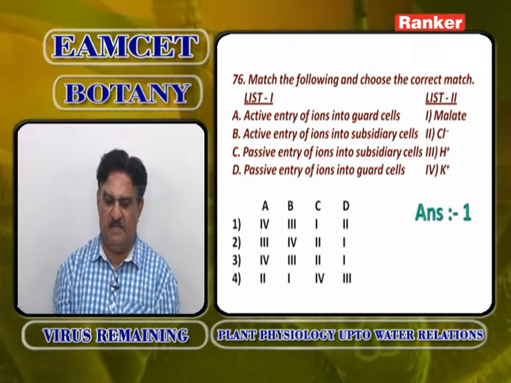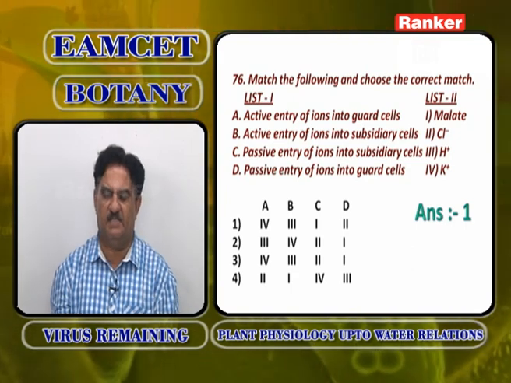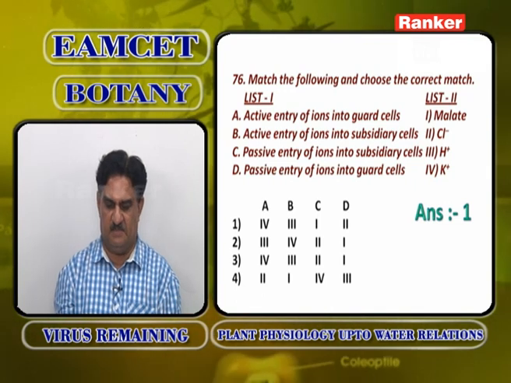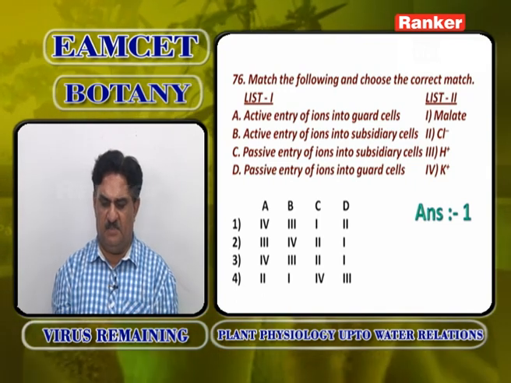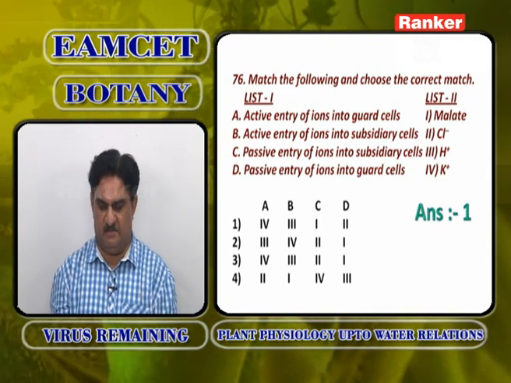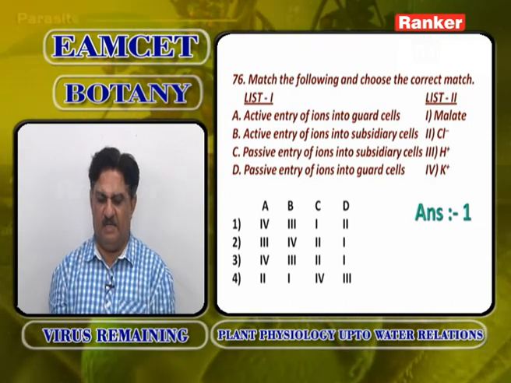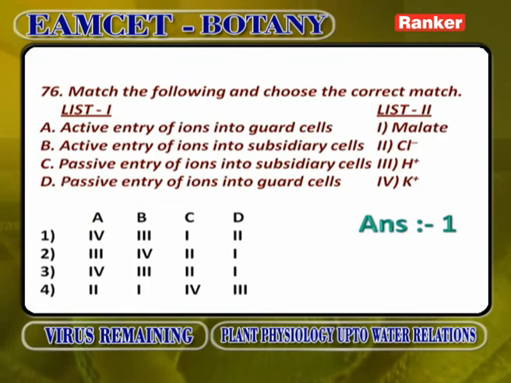A4. Active entry of ions into guard cells is K plus ions. Active entry of ions into subsidiary cells is H plus. Passive entry of ions into the subsidiary cells is malate ions, and passive entry of ions into the guard cells is Cl minus ions. So, first option A4, B3, C1, D2.